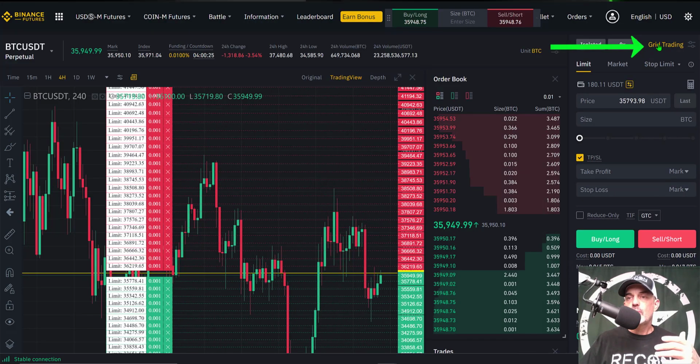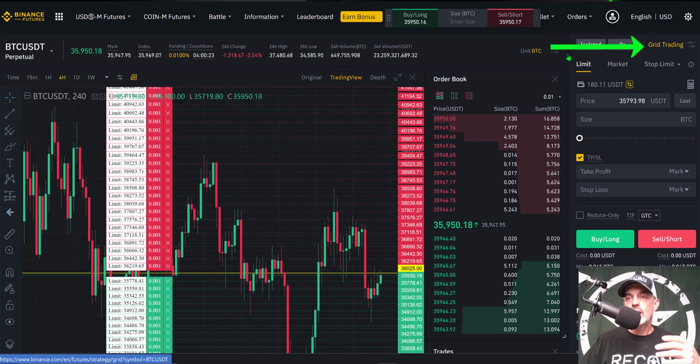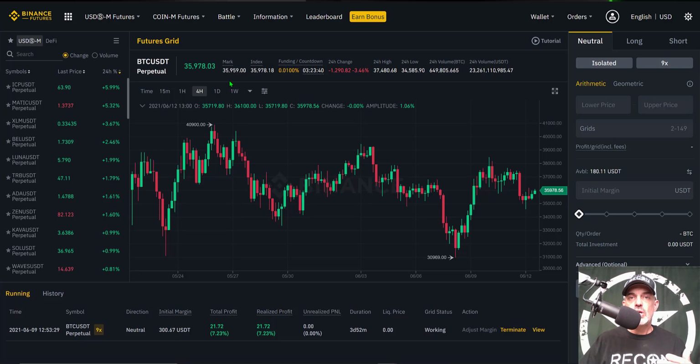And so I can jump over to the grid bot information by clicking on grid trading over here in the upper right hand corner of this dashboard. And that will jump me over to the futures grid dashboard. Now, as far as I can tell, they're still working on this dashboard. You can't do a whole lot with the chart, and the chart does not actually show the grid. And so that is the reason I jumped between the two different dashboards.